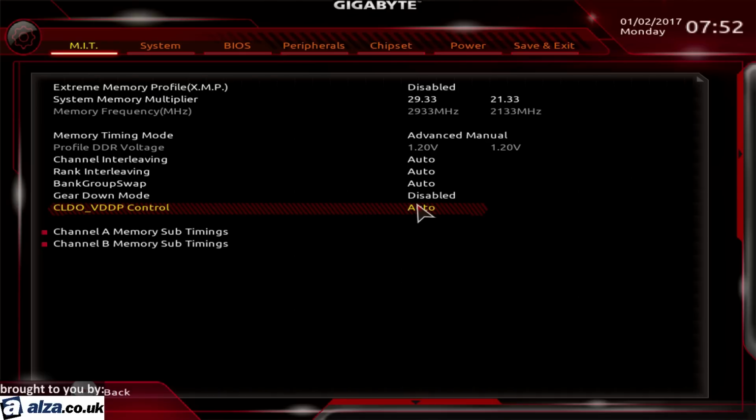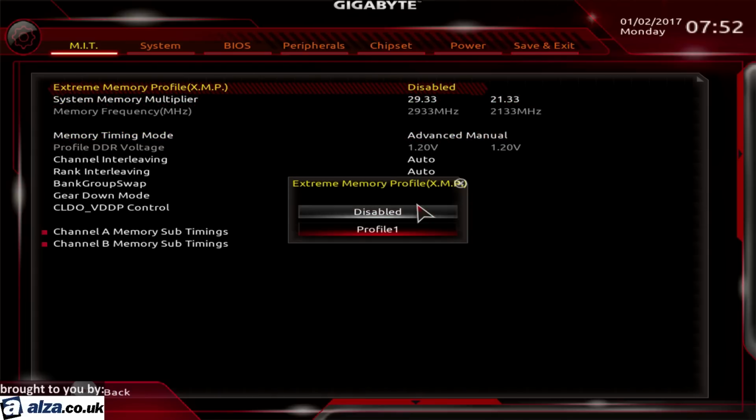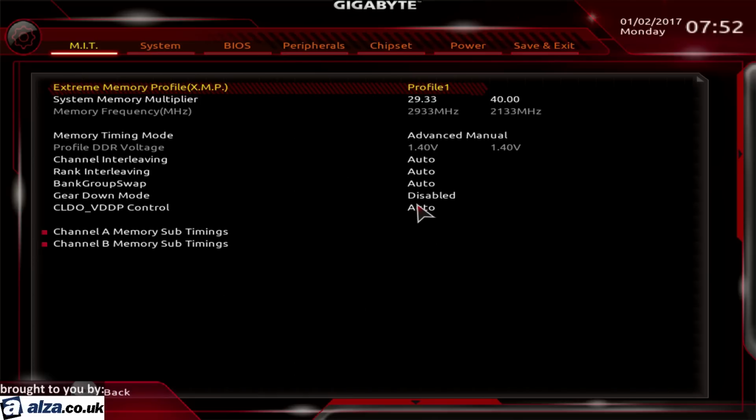Now, the last settings left, you can leave the board to deal with on its own. You don't need to worry about those. Your XMP profile: the reason I'm not using this is because this memory kit is rated for 4000 megahertz. If you have a memory kit that's rated at 3200 megahertz and CL14, it'll probably work. If you have a kit rated at anything over 3200 megahertz, you probably want to manually set everything up.